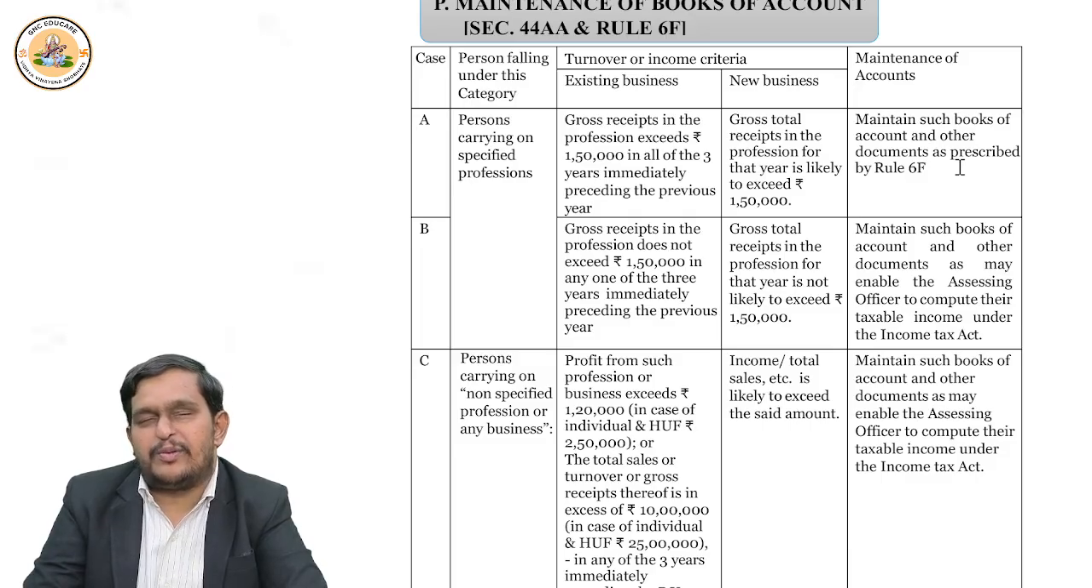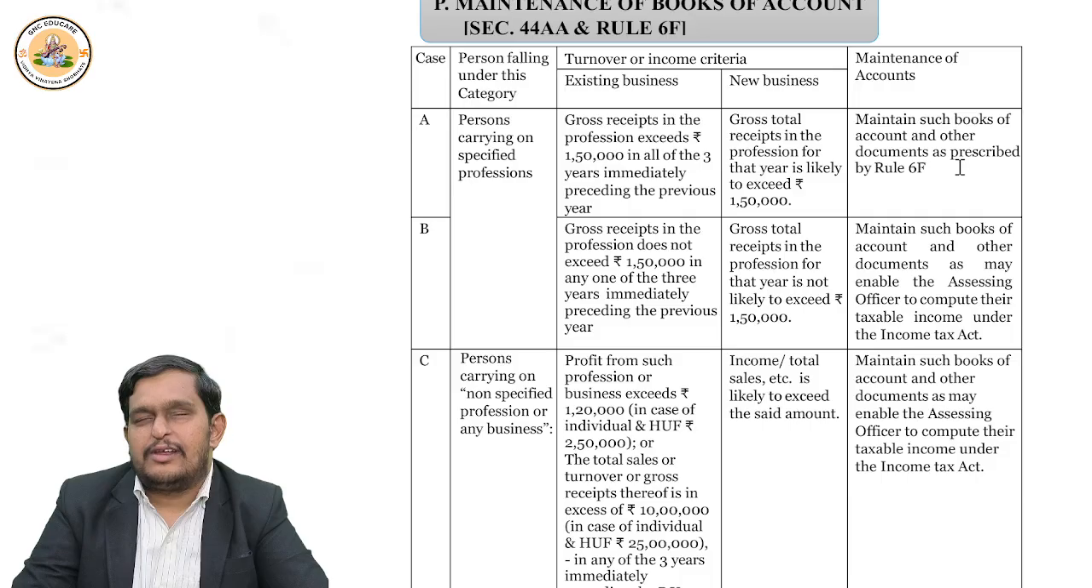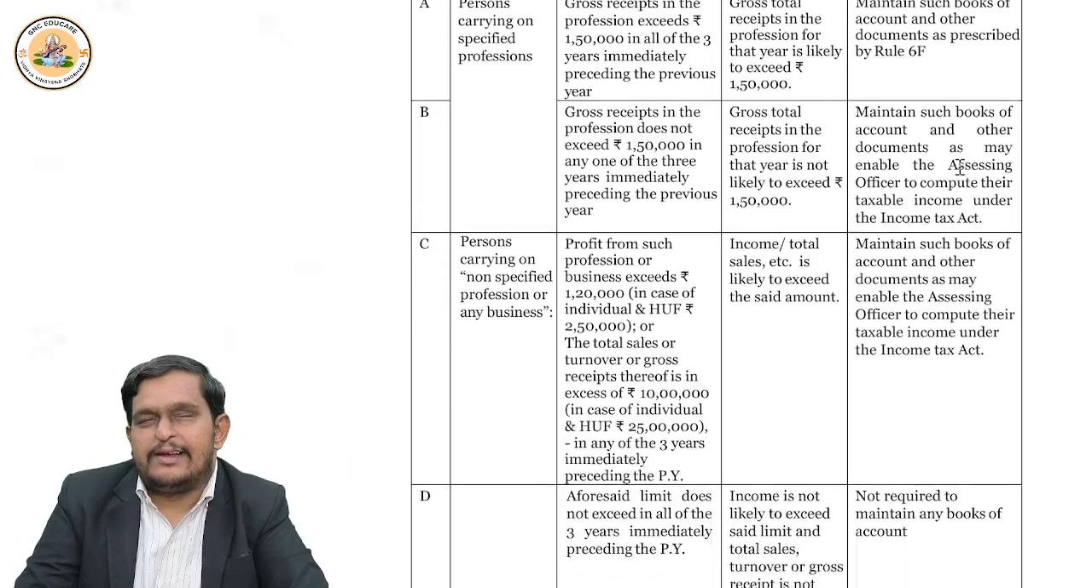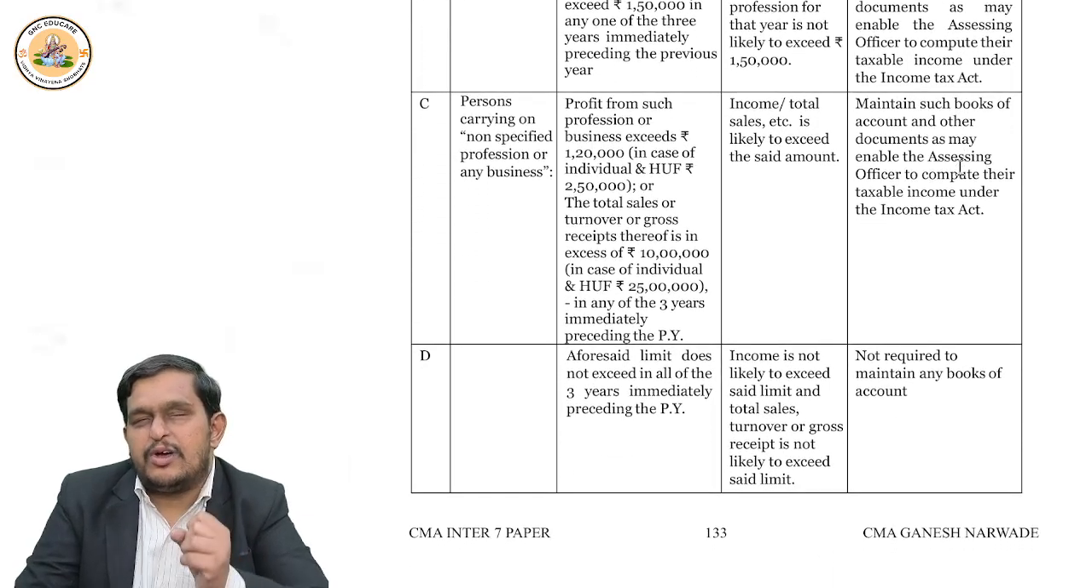Now this is all about professionals. Come to C and D now. It talks about other than specified professionals. Suppose somebody is into manufacturing, somebody is into trading, then they obviously will fall under other than specified professionals. Correct? Now, for them, what is the rule? Here, there is a categorization. The general rule is your income should exceed 1,20,000 or your turnover should exceed 10 lakhs. What I said, income should exceed 1,20,000 or your turnover should exceed 10 lakhs.